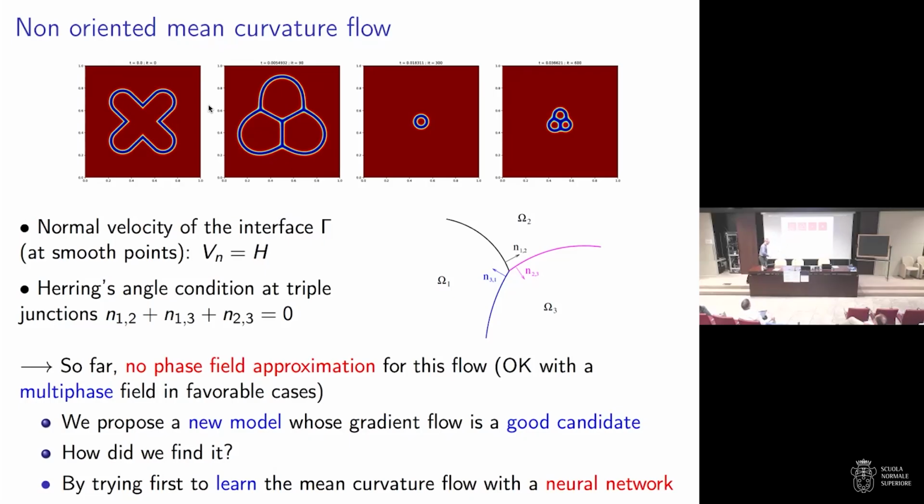Okay, so far, no phase field approximation had been proposed for this flow, except in this case, for instance, you can of course see that as a multi-phase mean curvature flow. So you have both theoretical and numerical results on that. But the thing is that we really don't want to use the fact that you can have inner phases and outer phases. We don't want to incorporate the orientation. So in this work with Élie Bretin and Antonin Chambolle, we proposed a new model. Gradient flow is a good candidate. How did we find it?